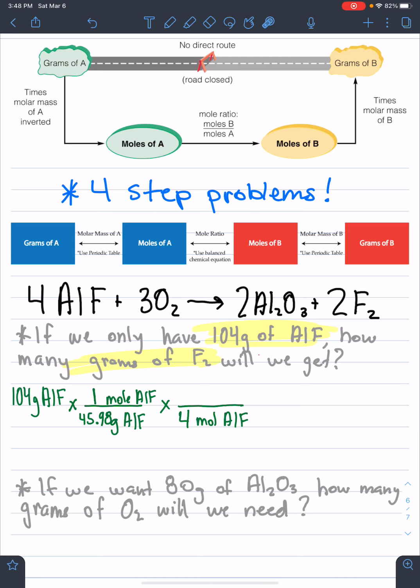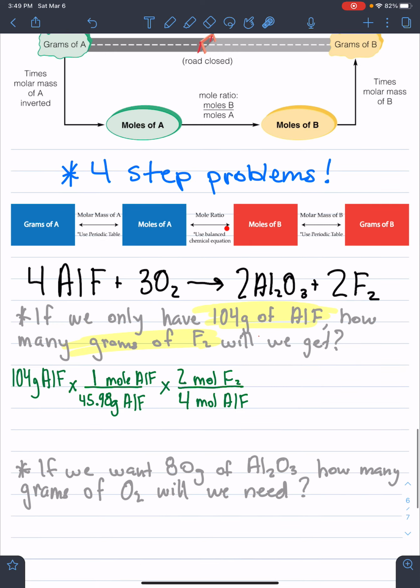Now on the top, we're trying to get to grams of F2, so we need to change it to moles of F2. So using your equation, you see that there's 2 moles of F2 for every 4 moles of AlF. So that's your equation. You'll see now we've been able to cancel out our moles of AlF. So we're just left with moles of F2.